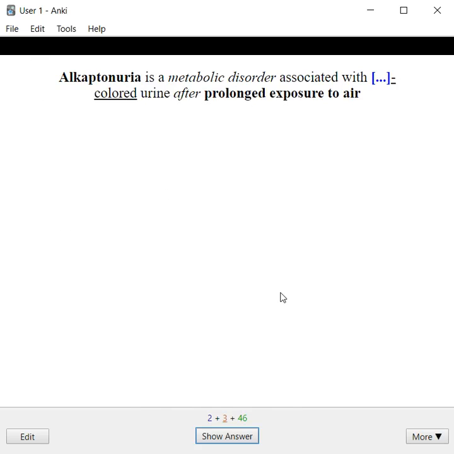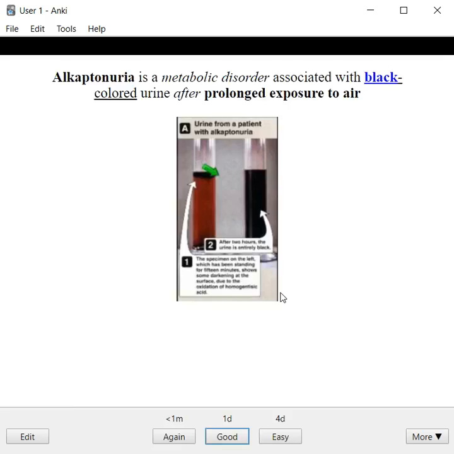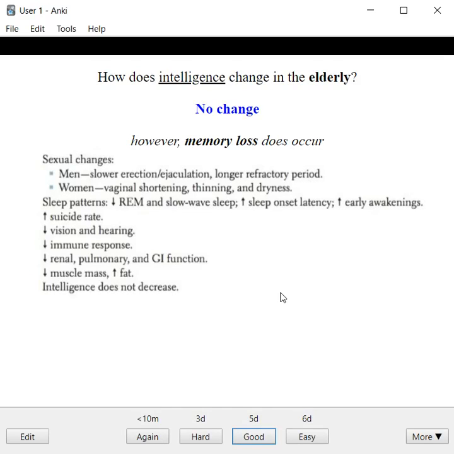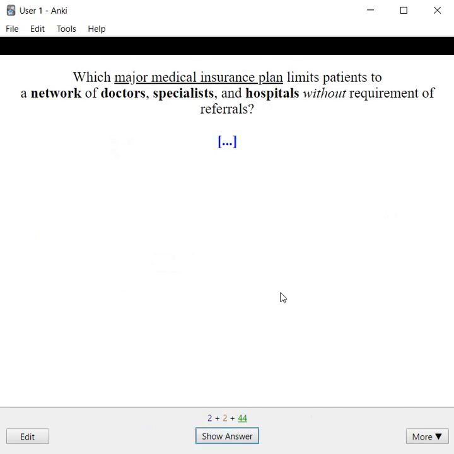Alkaptonuria is a metabolic disorder associated with what colored urine after prolonged exposure to air? Black. By what age does an infant develop object permanence? 9 months. How does intelligence change in the elderly? No change. However, memory loss does occur.